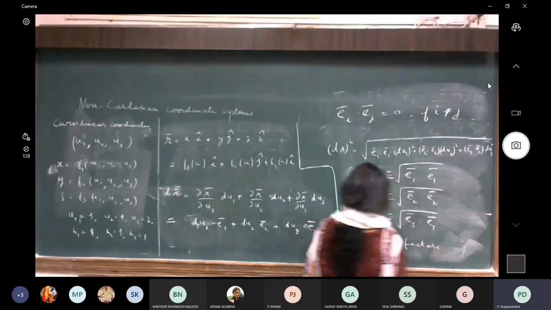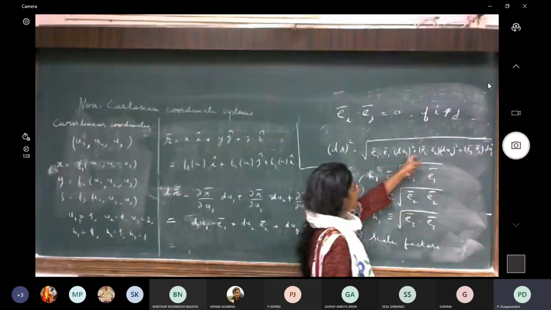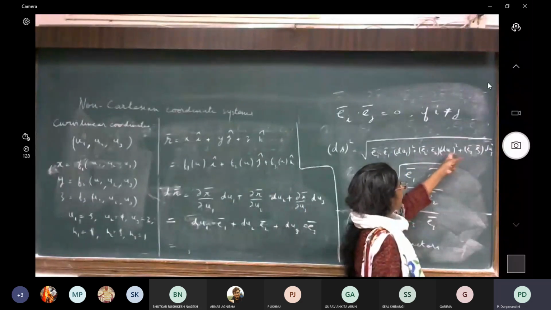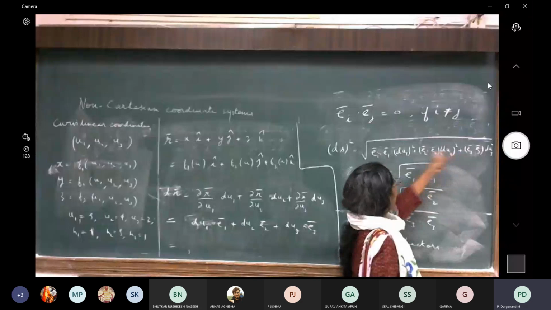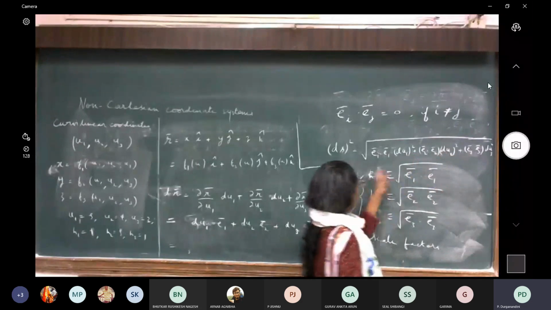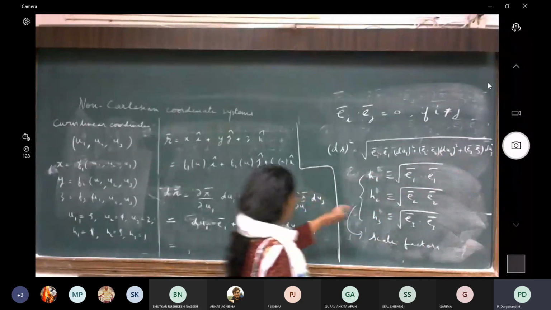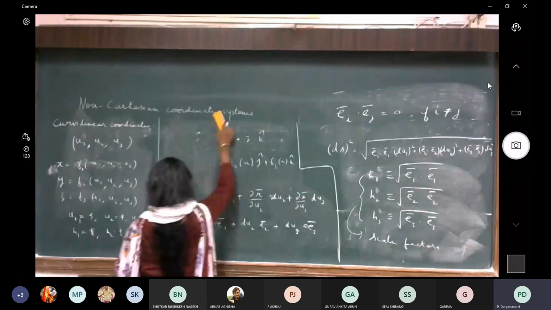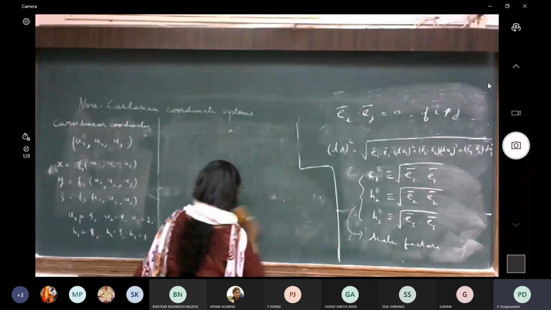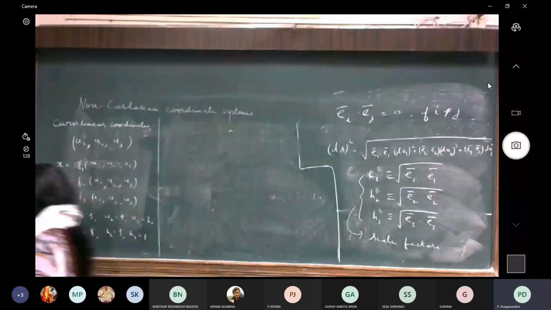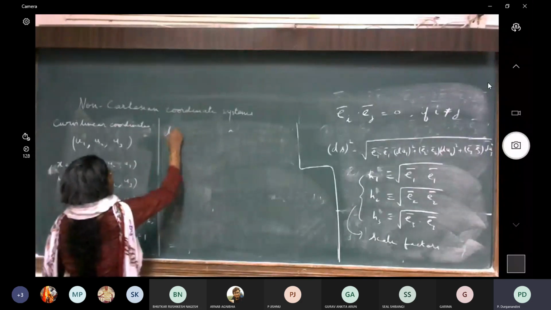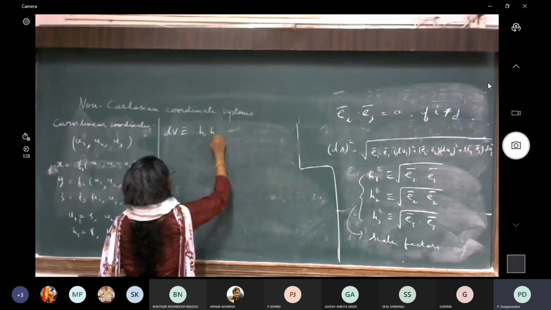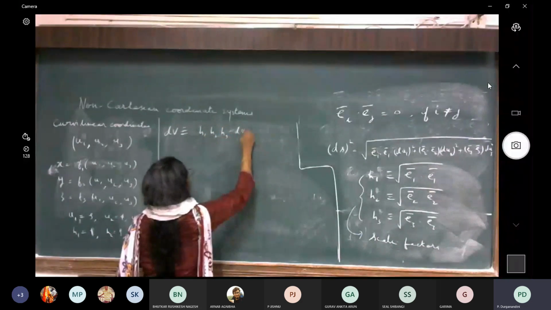Because your displacement is not simply going to be proportional to the displacement along that particular coordinate, like du1 or du2, but it's getting multiplied by this h1 or h2 or h3. Okay. And before I go ahead, you can also see what the volume element will be. The volume element will now be given as h1 h2 h3 du1 du2 du3.